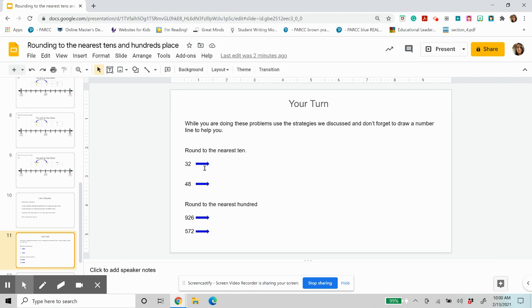All right, so here it says round to the nearest 10. So you're 32, maybe you want to underline or highlight the number we're talking about. Think about what your choices are. Think about that 5 rule and come up with what you're rounding to. Here, the nearest 10 still on 48. Here, round to the nearest 100, 926 and 572. So I'm going to give you a couple of minutes to work on those.